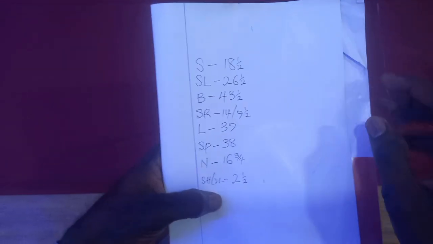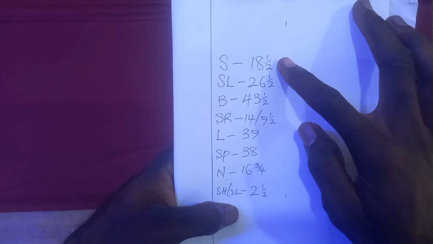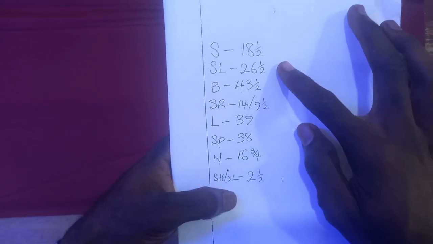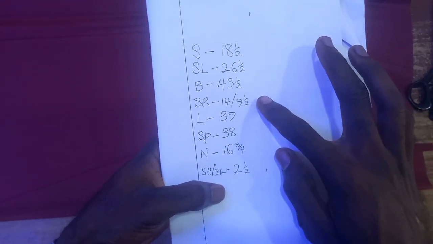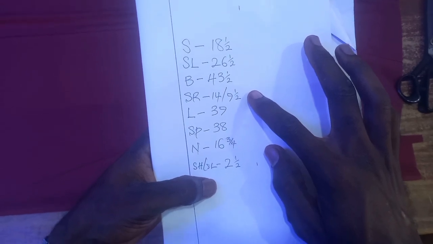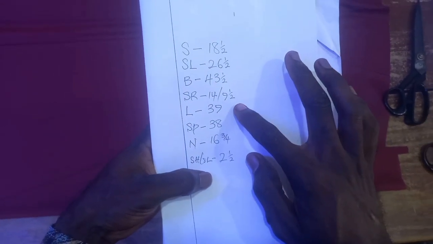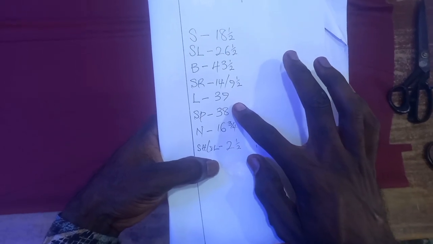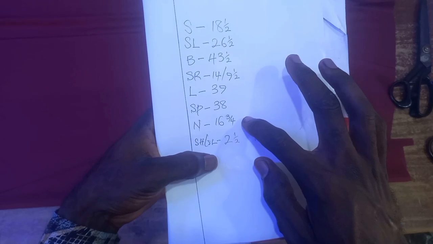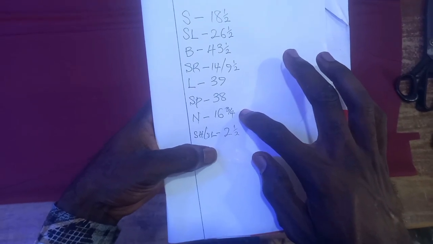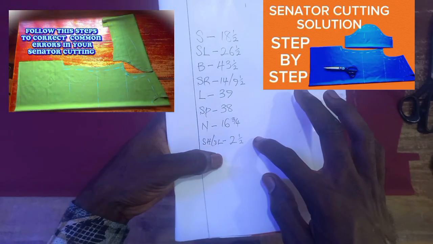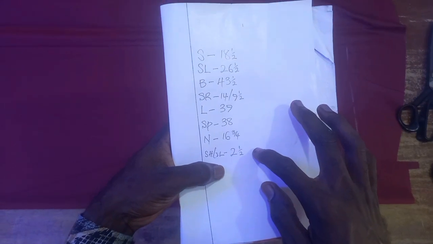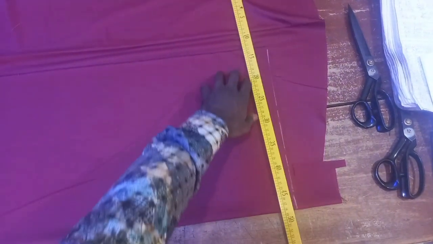So right here, these are the measurements you need to know when you are cutting a senator dress: the shoulder, the sleeve length, the bust, the sleeve round, the length, the shape, the neck, and the shoulder slant. On the video, the link I'll be dropping below in the comment section, like this tutorial up here, shows how to measure a complete senator or native attire. So just go and watch it after this tutorial.